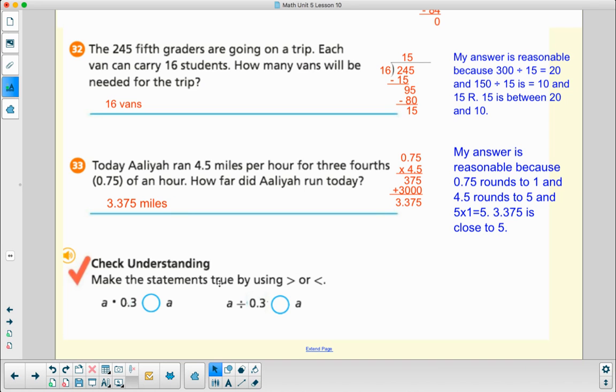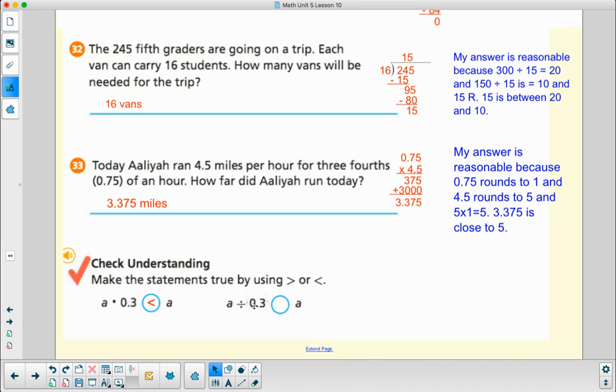Making the statements true by using greater than or less than. A multiplied by 3/10 is greater than or less than A. So you should be thinking, hey, I'm taking less than one group of A here. So this is going to be less than 1 whole A. And you should have gotten less than.